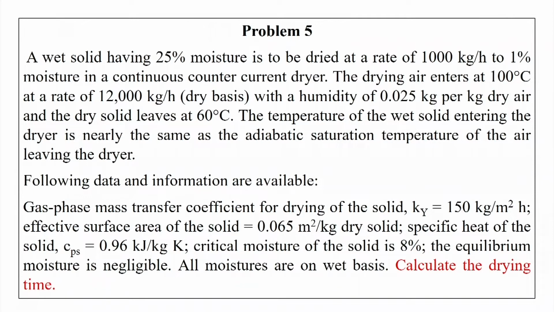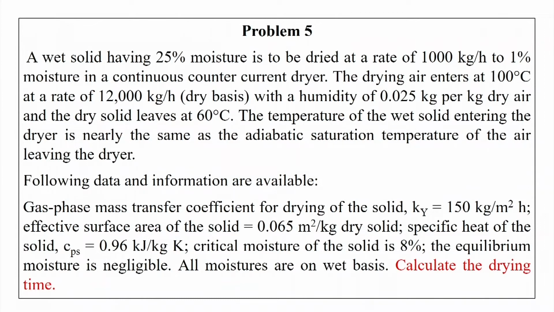We can assume the following data and information are available for this drying operation. The gas phase mass transfer coefficient for drying of the solid, K y, is 150 kg per meter square hour. The effective surface area, A prime, is 0.065 meter square per kg. The specific heat, C p s, of the solid is 0.96 kJ per kg Kelvin, and the critical moisture of the solid is 8%. The equilibrium moisture is negligible. All moistures are on the weight basis. We need to calculate the drying time.